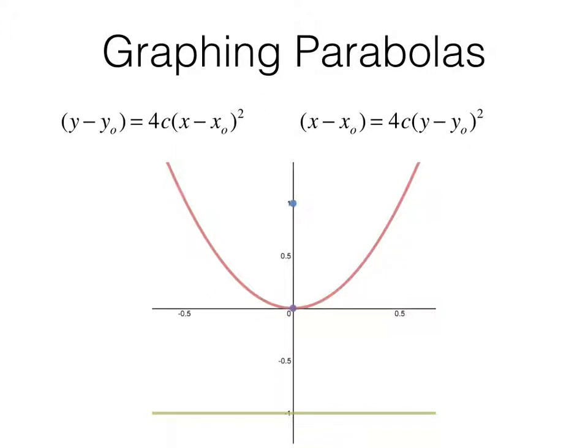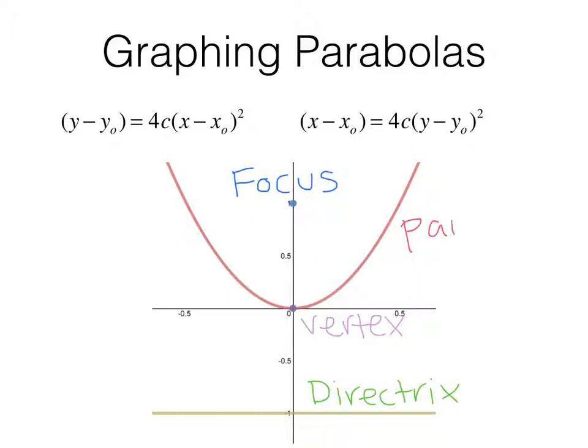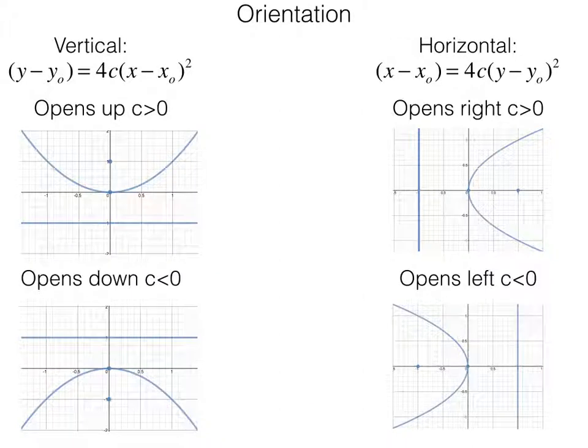When we have our parabola graphs, they are going to include 4 different things: the focus point, the vertex, the directrix, and of course, the parabola itself. The parabola can have 4 different types of orientation.